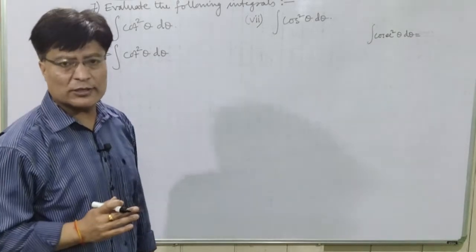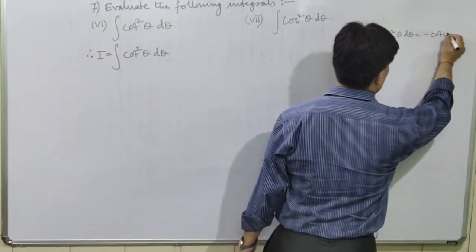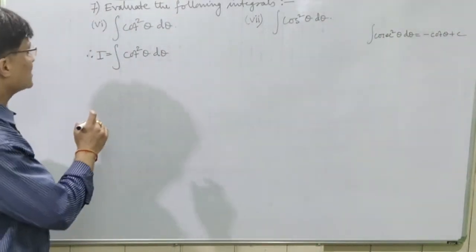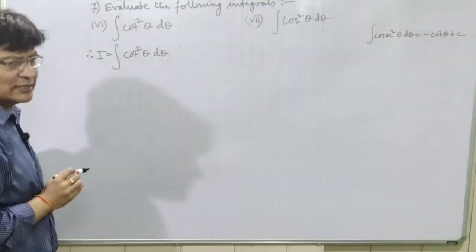Differentiation of which function is cosec square theta? It is minus cot theta, isn't it? Minus cot theta plus c. So in this case, there is no direct formula for integration of cot square theta d theta.